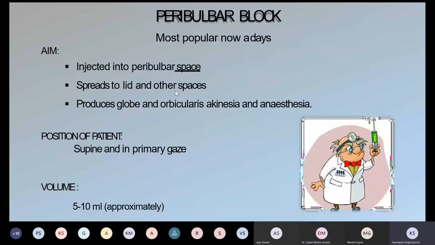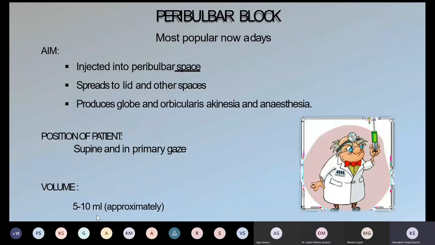In the retrobulbar block, you used to give a facial block also. Here we don't need it, because you give a large volume of 5 to 10 ml. So it goes inside and diffuses properly and blocks everything, and you get good akinesia and anesthesia.